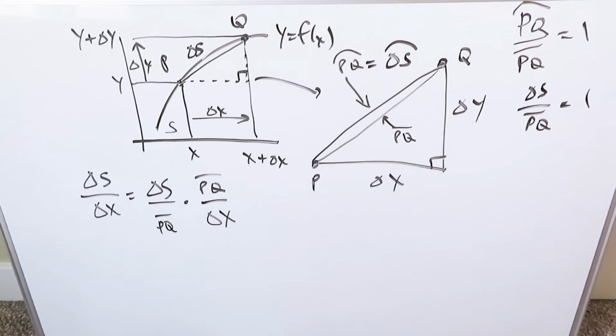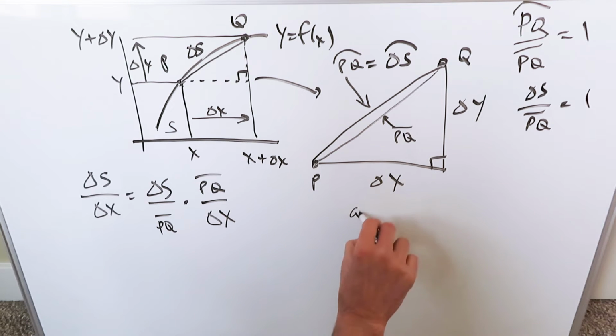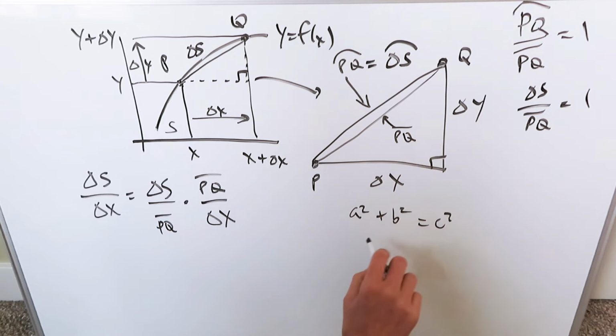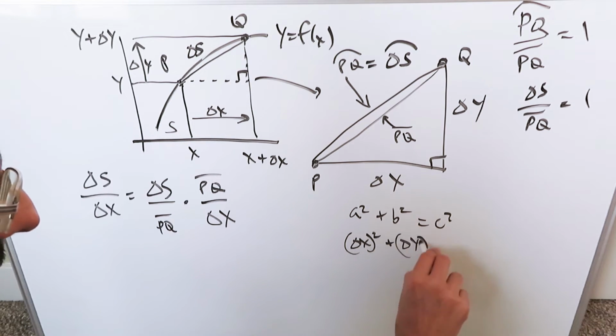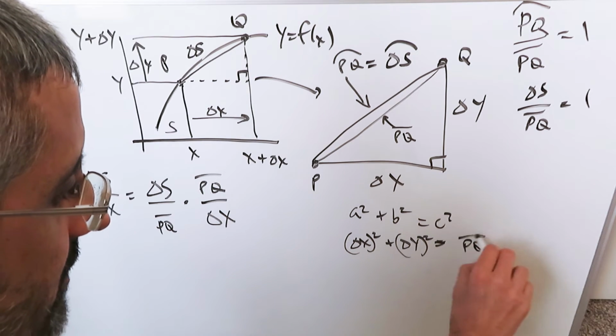And now I'm going to do something different, because when I'm looking over here, I have a relationship a square plus b square is equal to c square. I have one leg, and I have a hypotenuse. I can say I have delta x square plus delta y square is equal to what? It's equal to your segment square, PQ segment square.